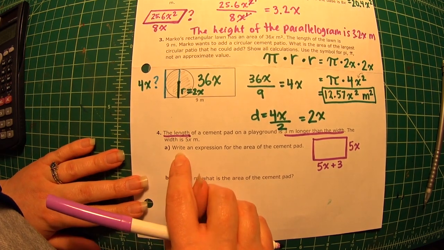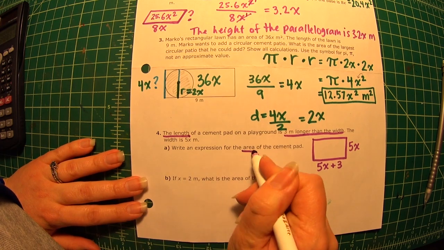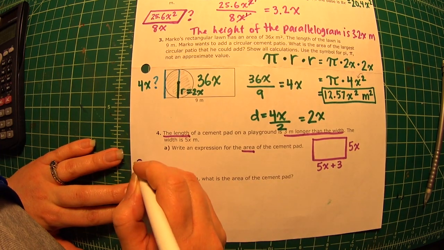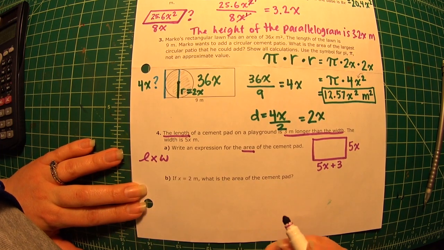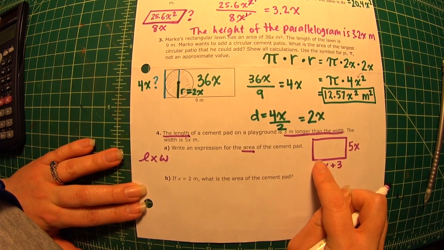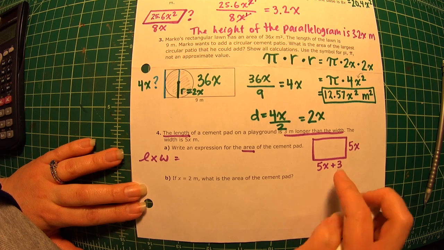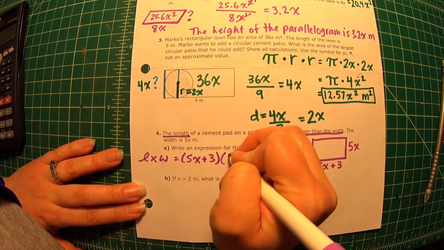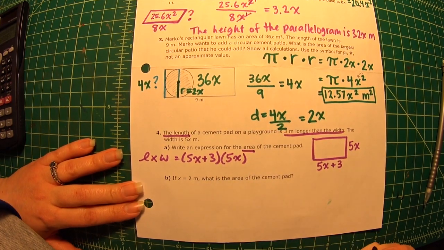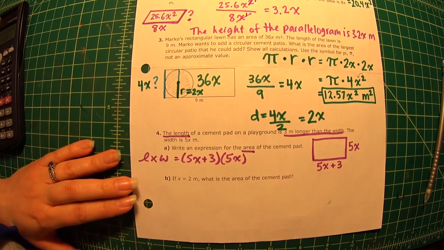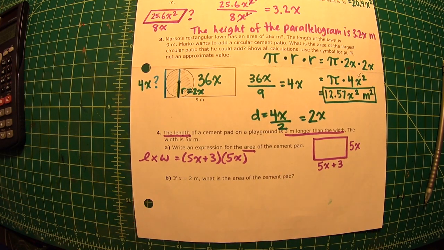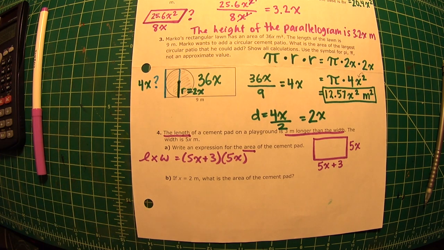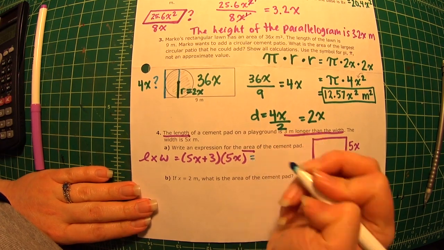So let's see, it says write an expression for the area of the cement pad. Okay, so rectangle, formula for finding area of rectangle is just length times width. So I just need to multiply my length by my width. So length, 5x plus 3 times width, 5x. Okay, so there's my expression for the area, and I may as well simplify that as well.